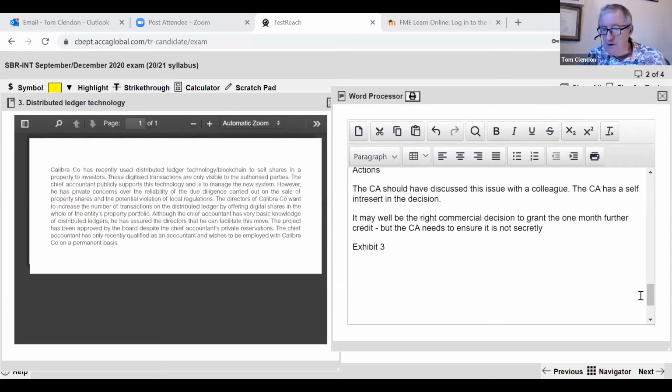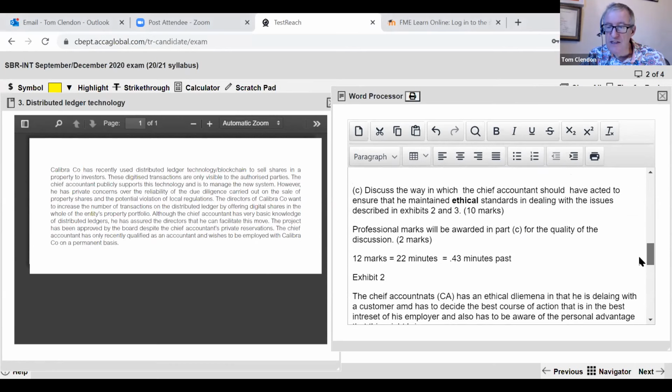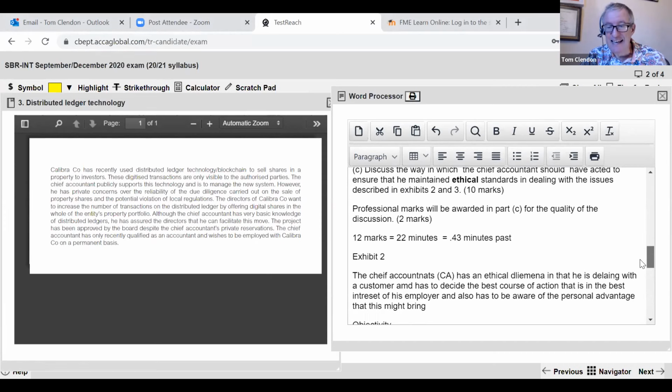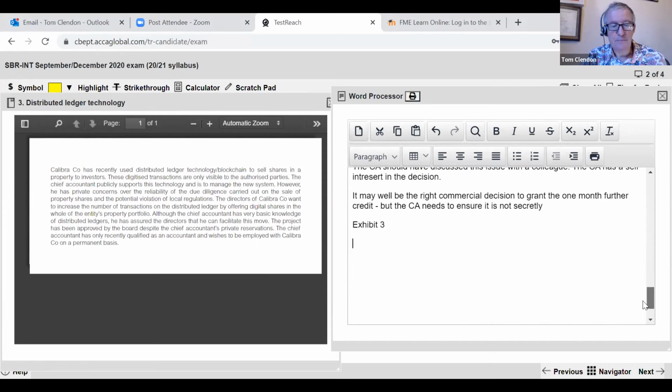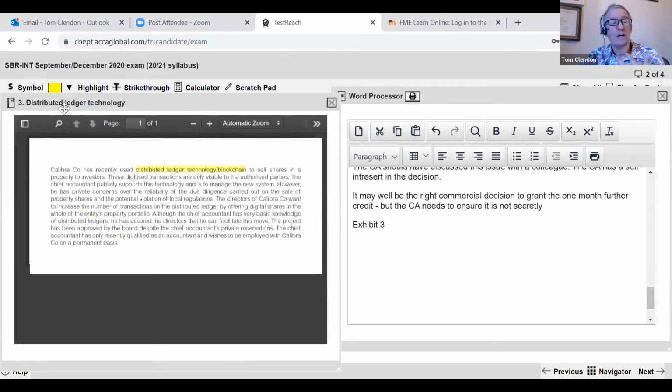What is the requirement of the question again? We are discussing the way that they should have acted. In other words, they probably acted incorrectly to maintain ethical standards. Cleaver has recently used distributed ledger technology, blockchain. So these things are scary words. I don't fully understand them. They're scary words, and it puts me on edge about competence, because we're dealing here with cutting edge stuff.